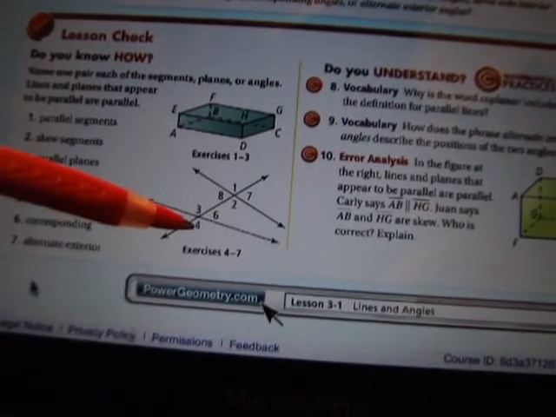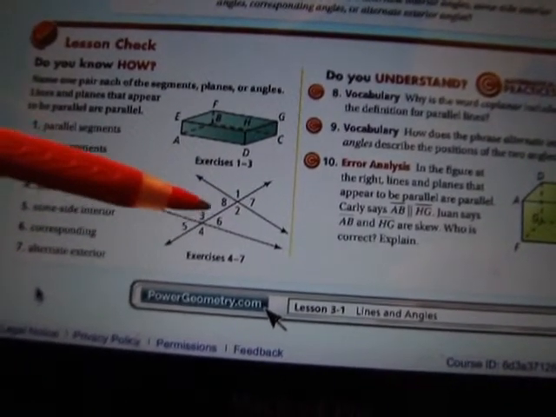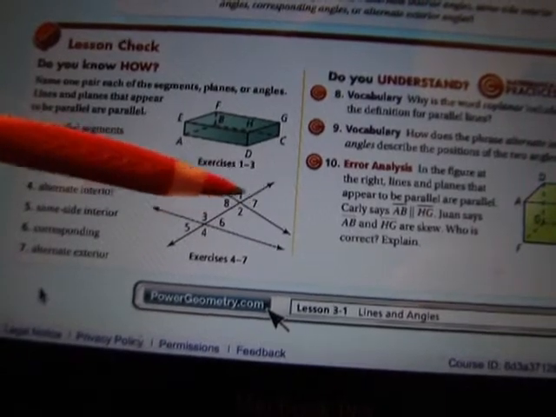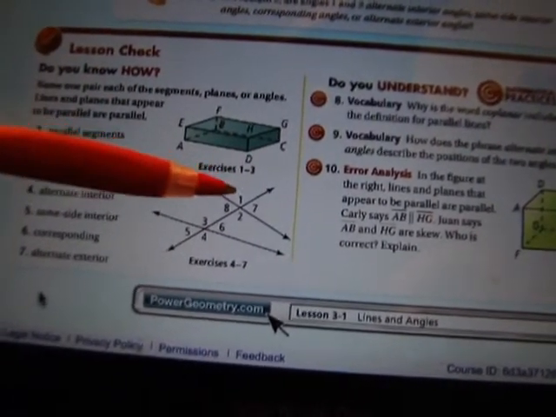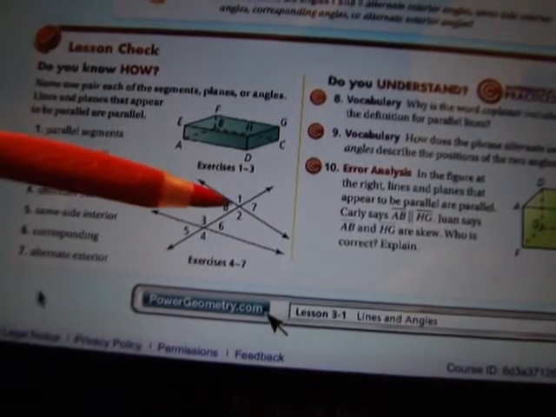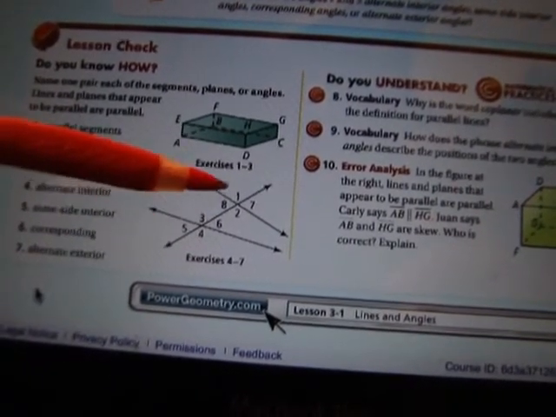Let's do that in reverse. 4 corresponds to 2. 5 corresponds to 8, 6 corresponds to 7, 3 corresponds to 1. That's what corresponding angles are. Let's just choose one. We'll choose angle 1 and angle 3, or if you wanted 2 and 4, or 7 and 6, or 8 and 5. But I say angle 1 and angle 3.